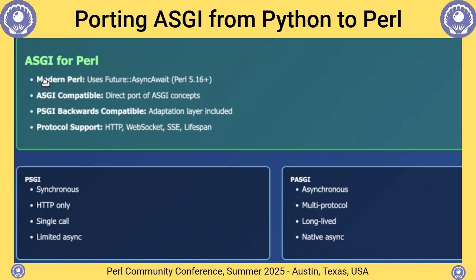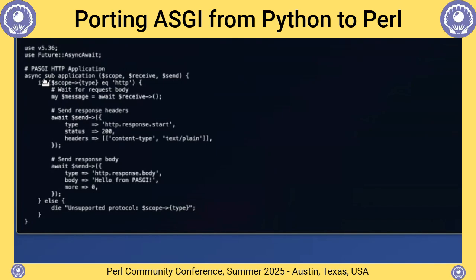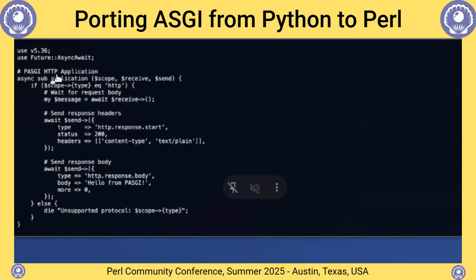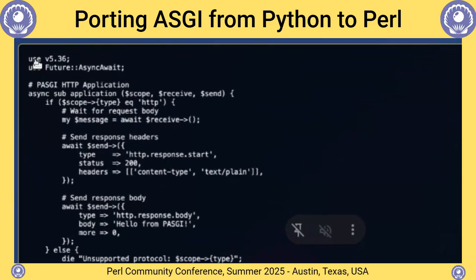So what does it currently look like? This is an example of some code that I'll show you running in a little bit. It's very similar, of course, to the Python code, but it's been ported over to use things that make sense for Perl. So again, you have a subroutine. I'm using Future::AsyncAwait to mark the subroutine as an asynchronous subroutine.